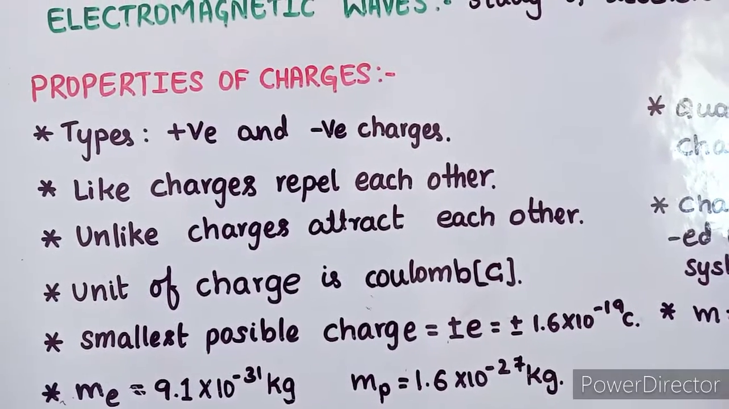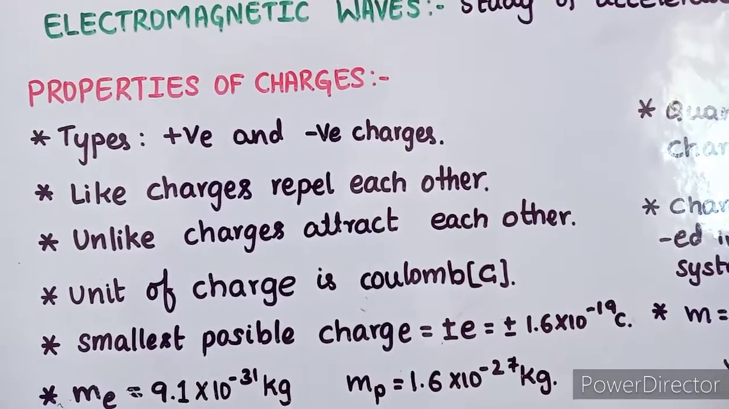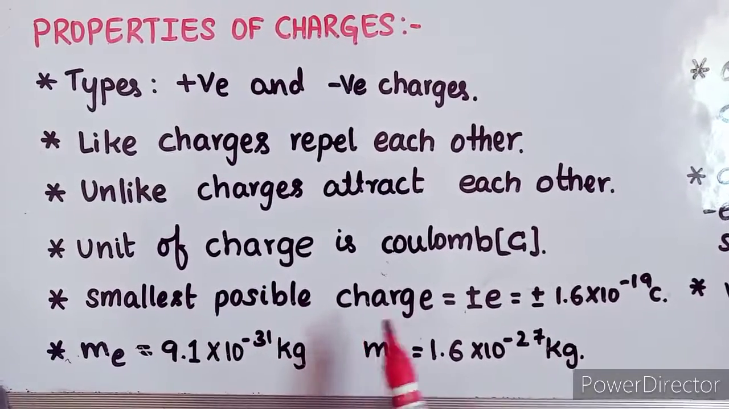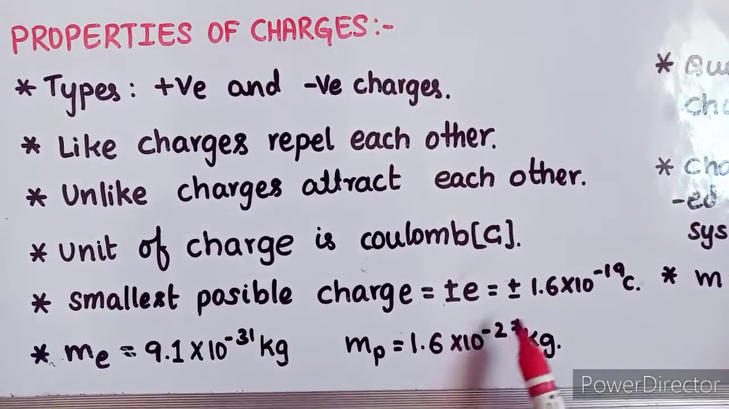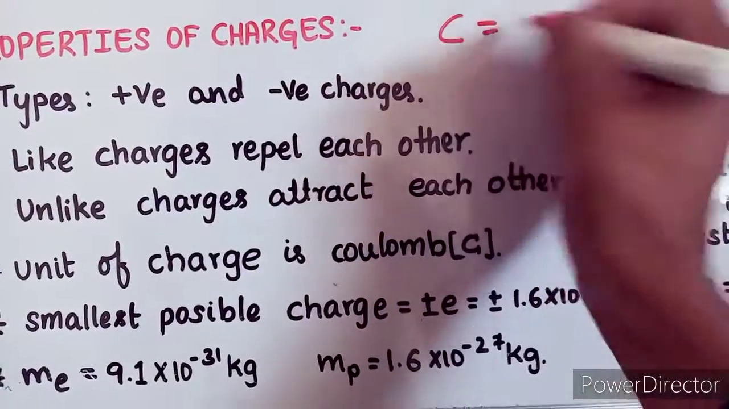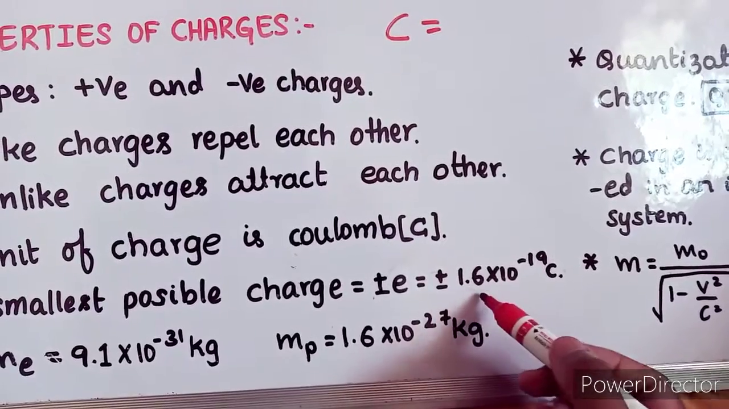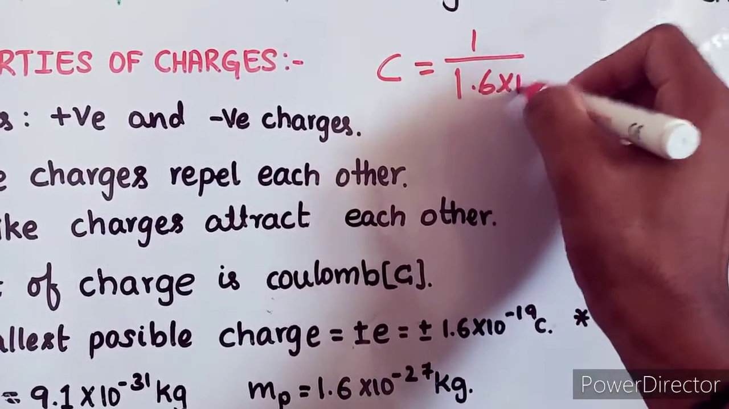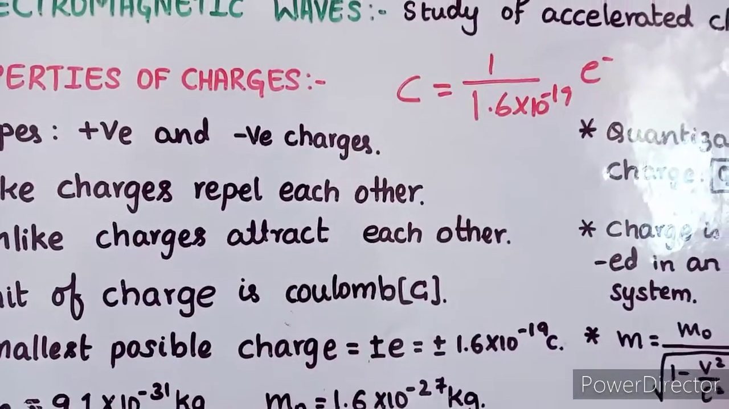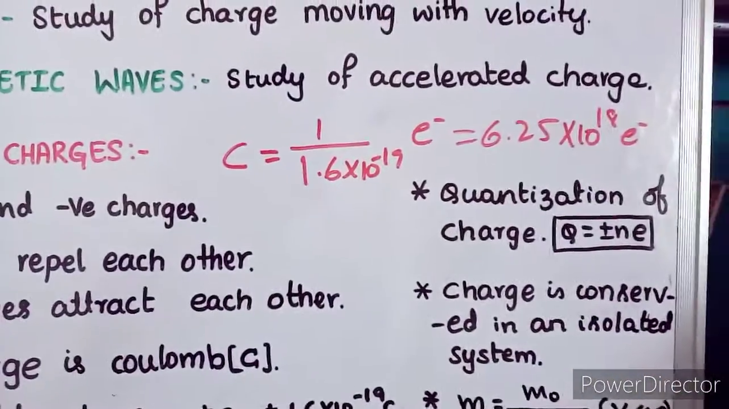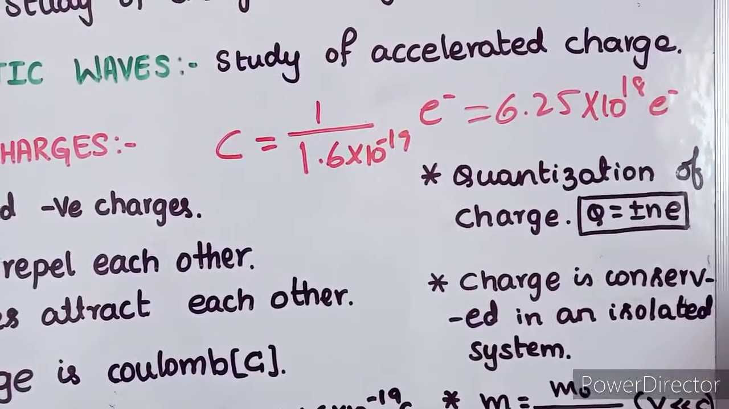Then the unit of charge is given by Coulomb. What is Coulomb? Coulomb is equal to the quantity of charge that passes through a cross section of a conductor in 1 second. Here the smallest positive charge is equal to plus or minus e, that is equal to 1.6 × 10^-19 Coulomb. From this I will define Coulomb. 1 electron is equal to 1.6 × 10^-19 Coulomb, right? So 1 Coulomb will be equal to 1 divided by 1.6 × 10^-19 electrons, that is equal to 6.25 × 10^18 electrons. These are the number of electrons moving through the material in 1 second for 1 ampere of current. That is called 1 Coulomb.